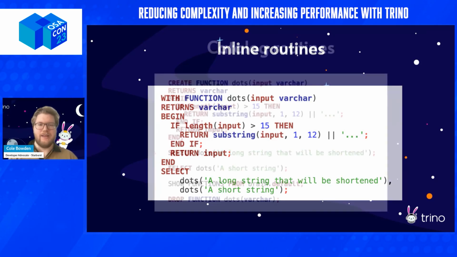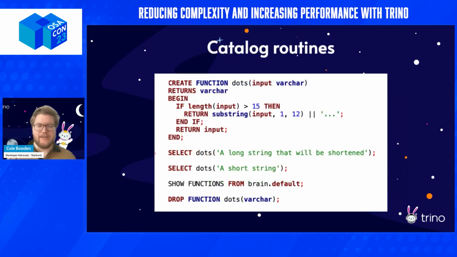You can do this. But we also have catalog level routines. So if you create a function and you declare it and you end that query, this function then exists in the catalog for you and any other users querying that catalog to use in later queries.